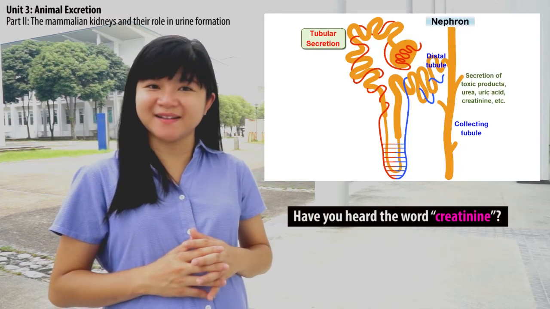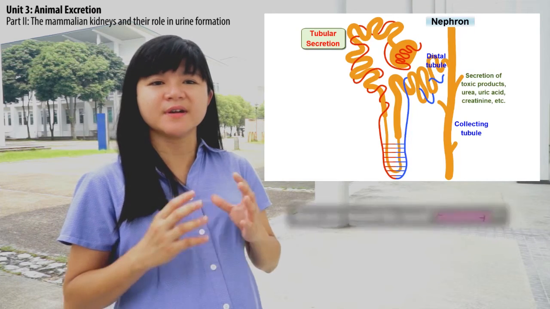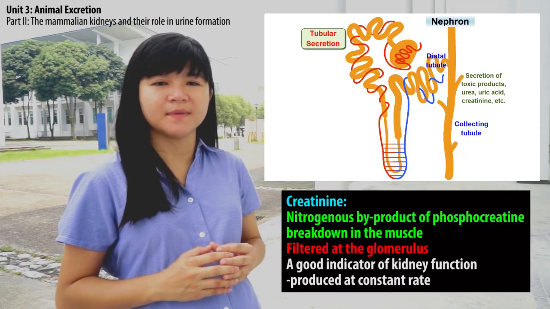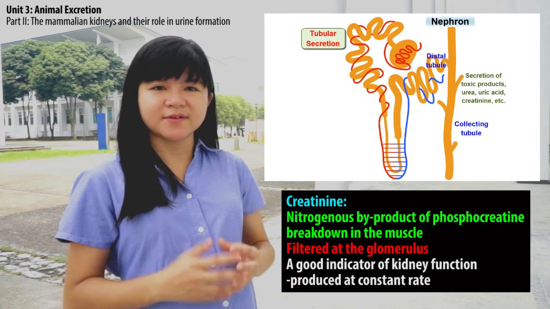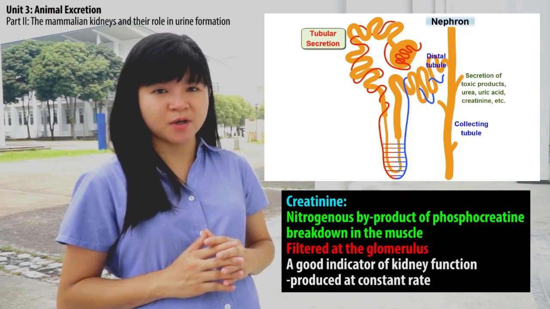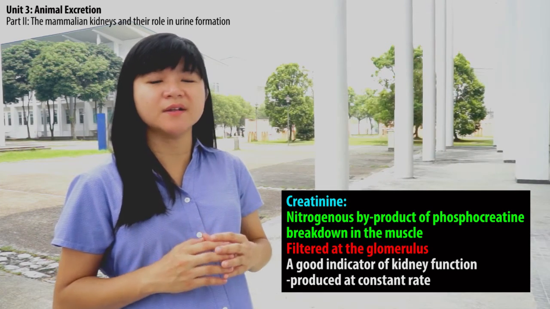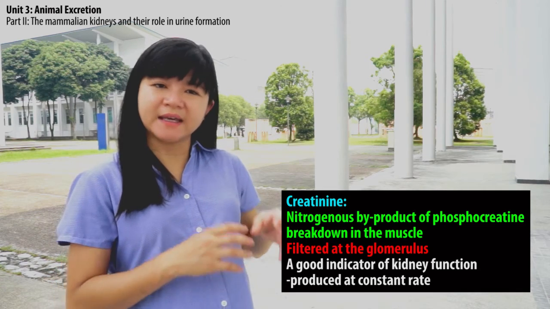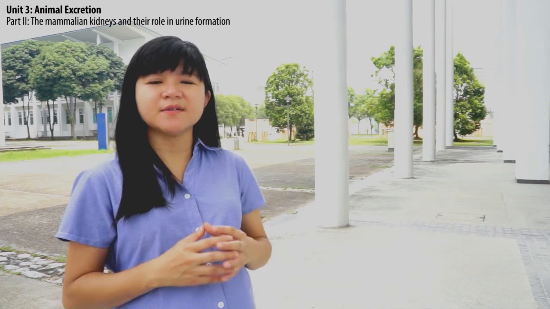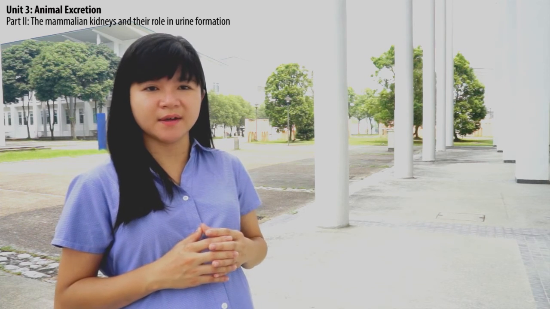Have you heard of the word creatinine? Creatinine is a nitrogenous byproduct of phosphocreatine breakdown in the muscle. And this substance is filtered at the glomerulus and secreted and will not be reabsorbed. Because creatinine is produced at a very constant rate on a daily basis, it is found to be a very good indicator of kidney function. An increase in the creatinine level in the blood may indicate kidney disease or kidney failure.